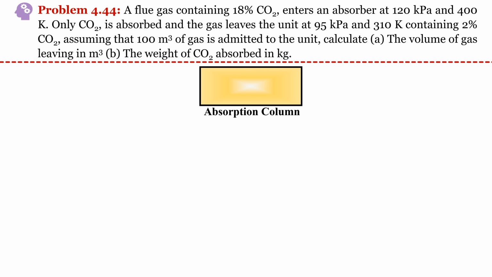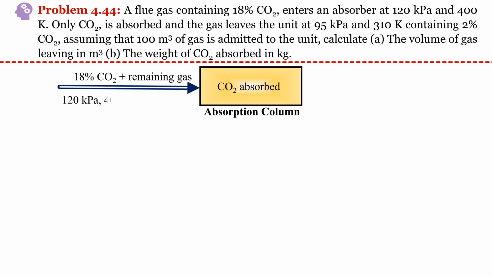So first we will write the conditions for entering and leaving gas, and it is mentioned that only CO2 is absorbed. So for entering gas, it is given that flue gas contains 18% CO2 and remaining is inerts, or we can also call it remaining gas. And this flue gas is entering at particular pressure, temperature and volume. Assume the total moles of gas entering equal to N entering.